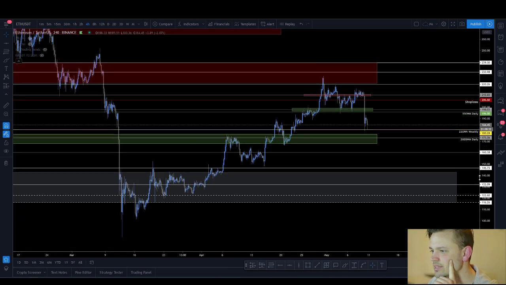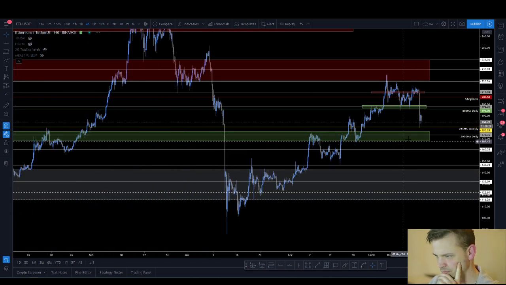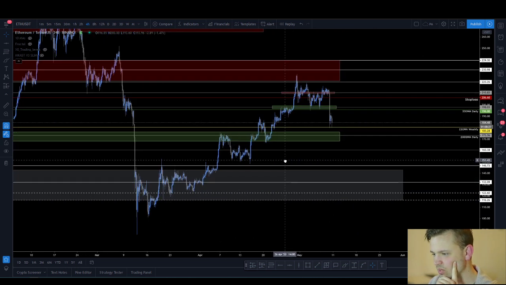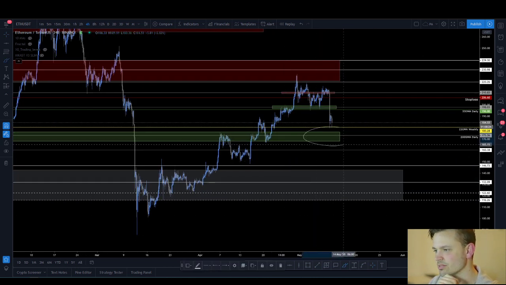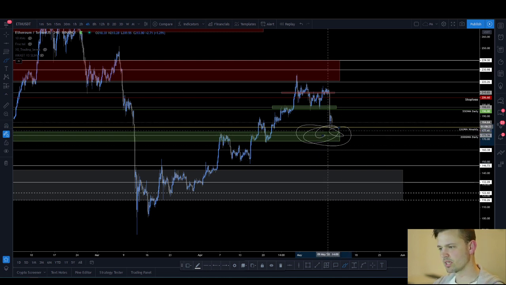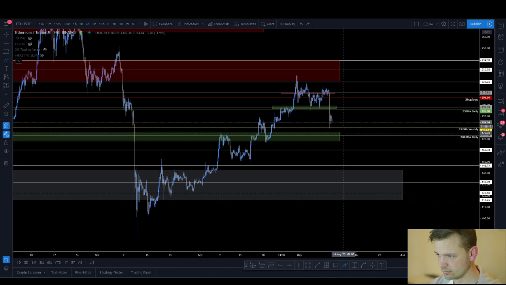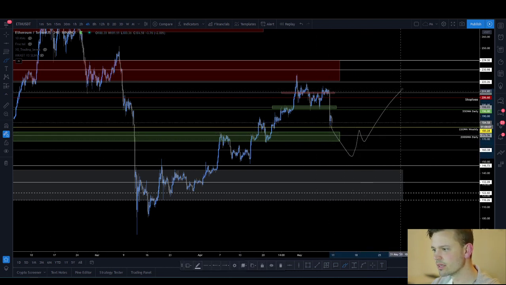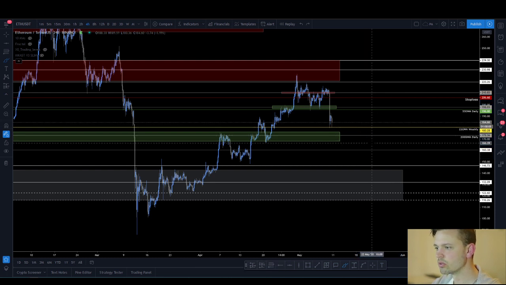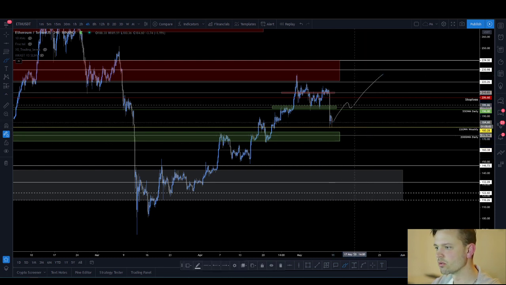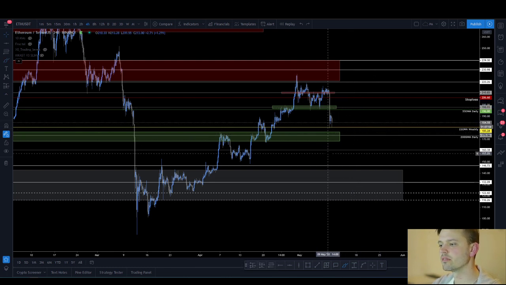So this looks like Bitcoin, right? This is the equivalent to Bitcoin's $8,000 area. So if Bitcoin can hold $8,000, Ethereum will also hold this level. And what I'm looking for on Ethereum to go long is either a move like this, you go long here, or a move up like this and you go long here on the breakout and first retest. That's what I'm looking for on Ethereum.